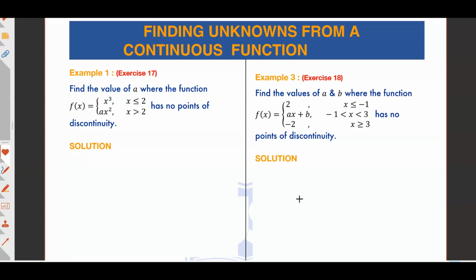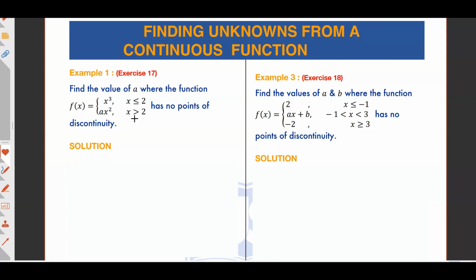Hello everyone. This video is about finding unknowns from a continuous function. The questions will come in two different ways. The question will either ask about A, where the function has no points of discontinuity, or it asks about A, where the function is continuous everywhere, which both mean the same. So you'll either have one unknown or two unknowns in the question. Let's take a look at each type one by one.